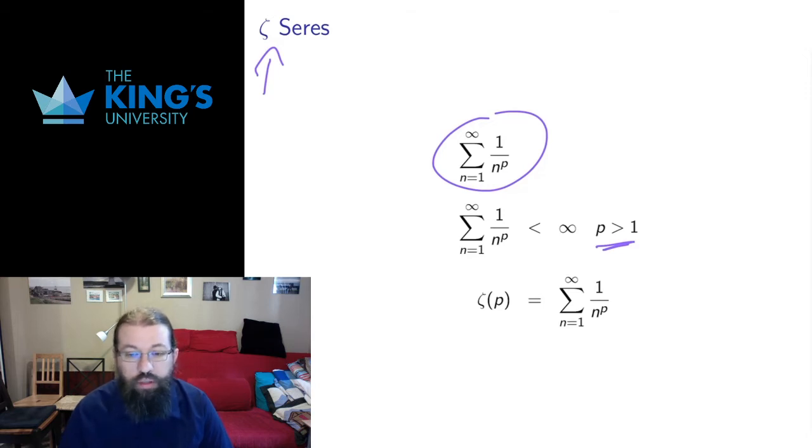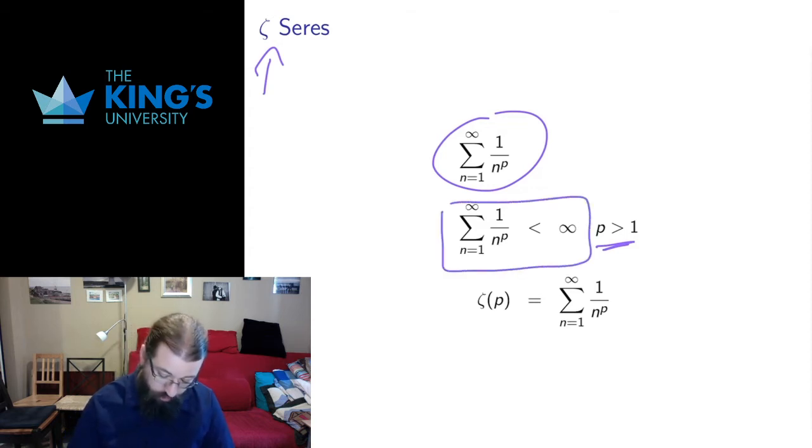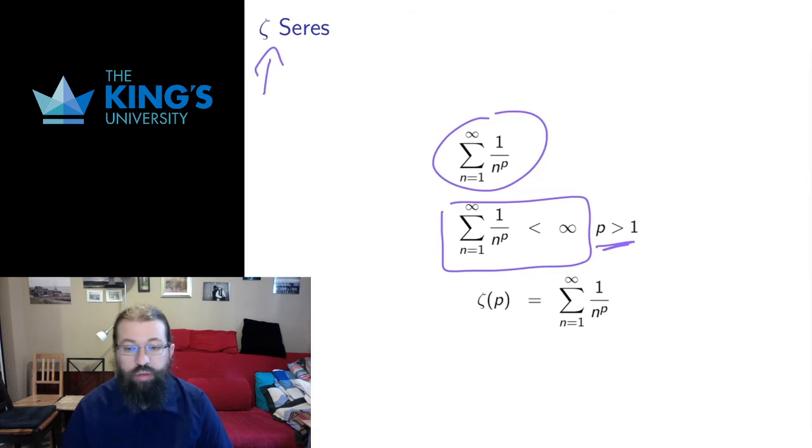Again, we need p to be a large number so that 1 over n to the p becomes small quickly enough that this converges. So I say that this converges, writing it less than infinity, when p is greater than 1, not equal. If p is equal to 1, we get the harmonic series, which diverges. The value of this is less obvious than the geometric series. We have no nice expressions for the value of this.